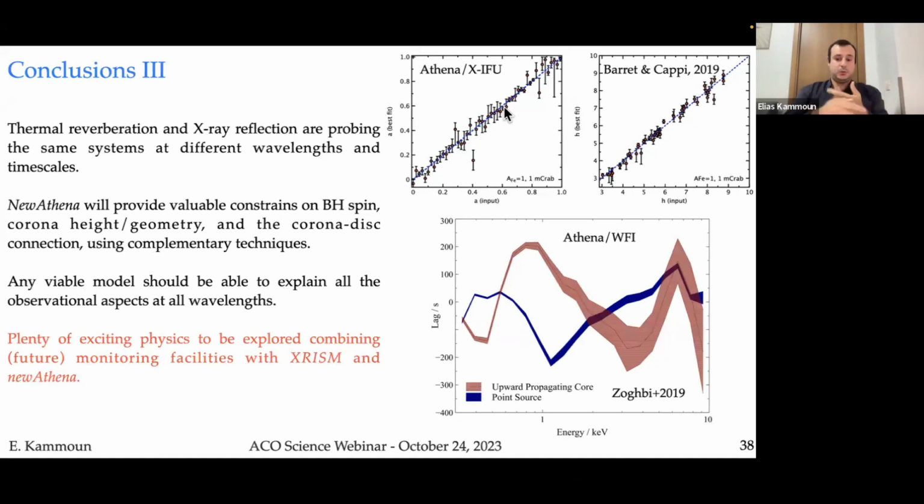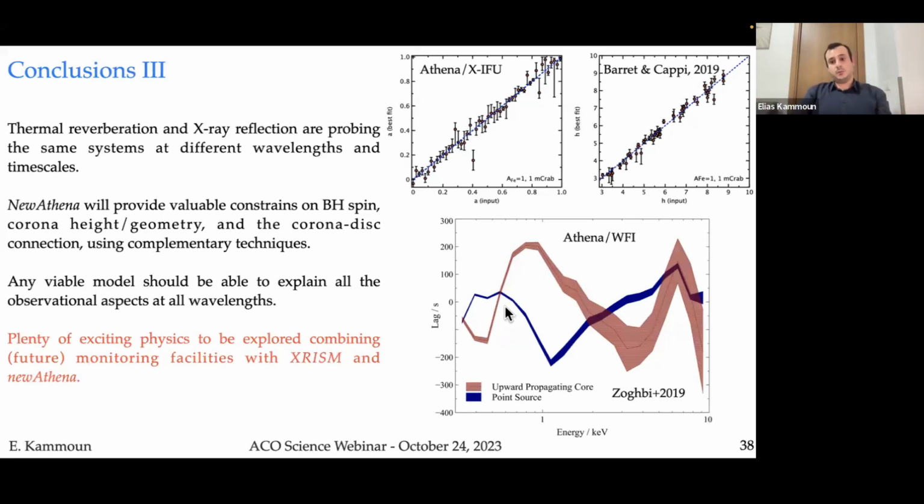So there is a connection between both. And obviously, these are simulations for the WFI from Zoghbi 2019 for time lags in the X-rays. I'm not sure if there's any similar analysis for the X-IFU, but with Athena and hopefully with New Athena also, we will be able to distinguish between different geometries of the corona. And this will also have a huge impact on what the thermal reverberation will be doing. The disk will not respond to a point source the way it responds to a vertically or horizontally extended corona.